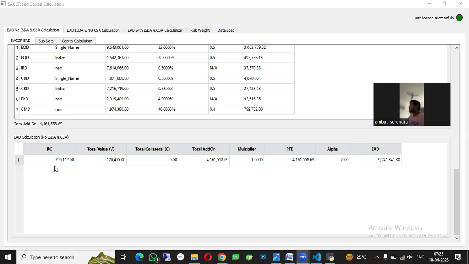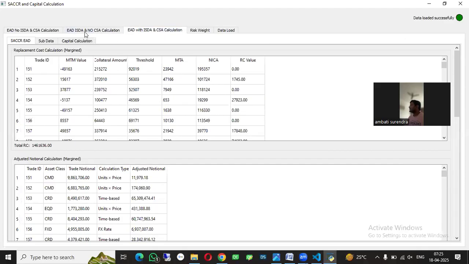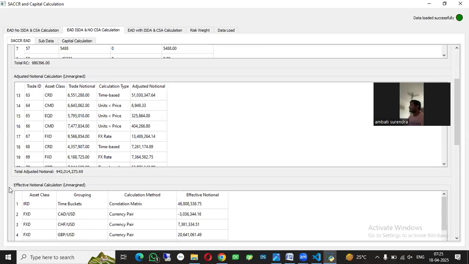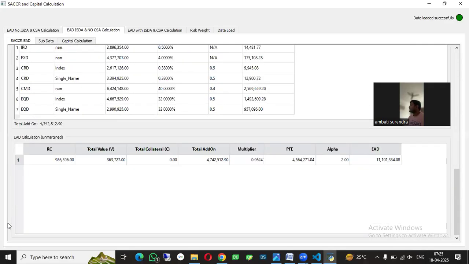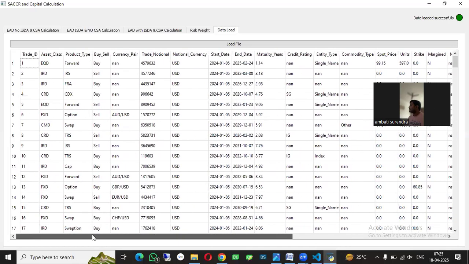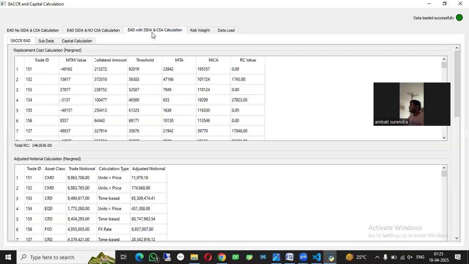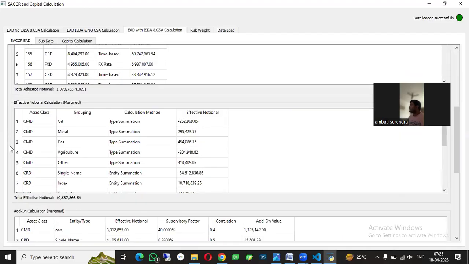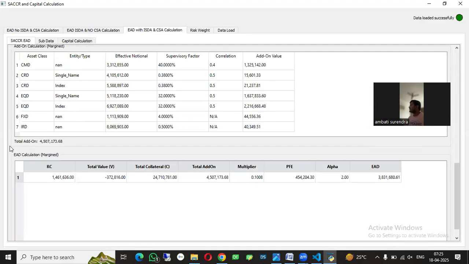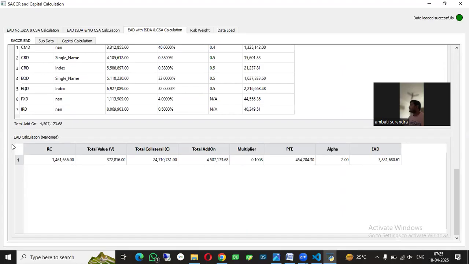So that's how we finally arrive at the EAD calculation. The same process can be applied for EAD with ISDA and CSA. Like I mentioned, this tool is definitely helpful for banks to calculate EAD by sharing certain columns or details. Since this is the first version only, I haven't incorporated connecting to the databases. Maybe I can do it in the next version.